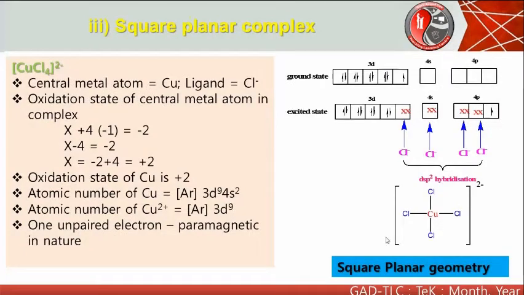Another example is the copper complex. Here the central metal atom is copper and the ligand is Cl minus. The electronic configuration of copper is argon 3d9. Electrons are filled according to Hund's rule. It has one 3d orbital, the 4s orbital and two 4p orbitals vacant, so it forms dsp2 hybridization. So this complex is square planar in nature.